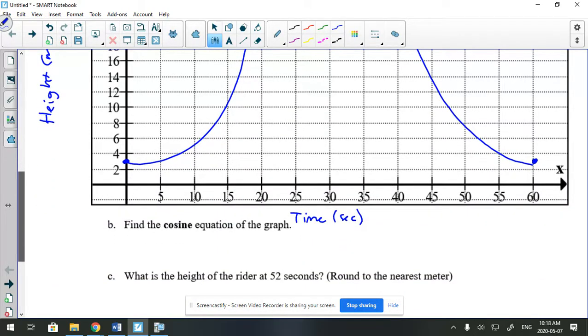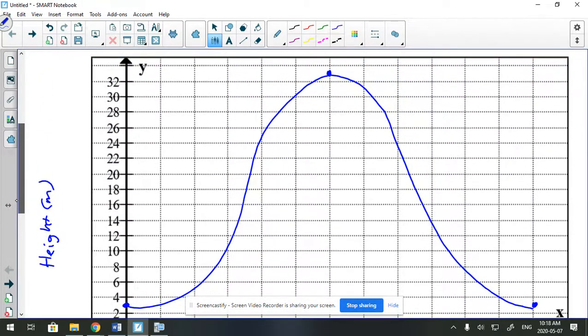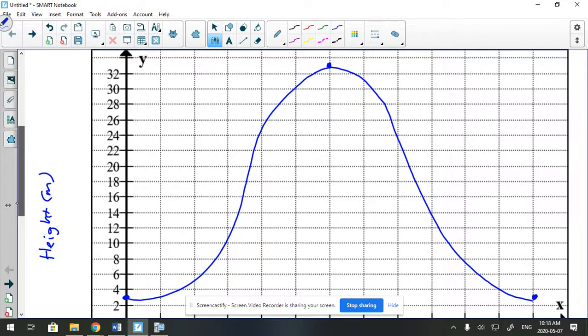So we could technically type in those values into your list, L1 and L2, and do a regression on it, or we can just do it by hand. So I'm going to do it by hand just to get some extra practice in. In order to get your function, first of all, what I like to do is draw the midline. I can see my graph goes between 3 and 33. So that's a difference of 30. So I need to have 15 above here, which will bring me to 18. So this is my midline here.